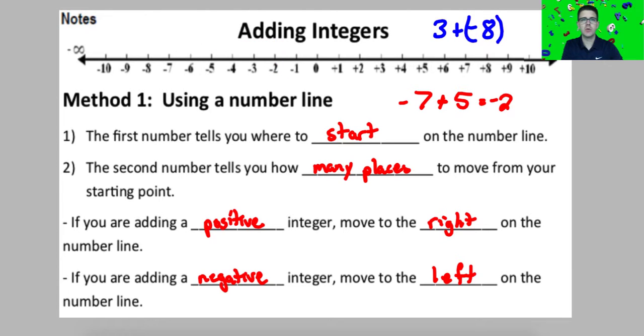So let's see how this one would look on our number line. The first number tells me where to start, 3, and I'm adding a -8. My rule says if I'm adding a negative integer, I'm going to move to the left on my number line. So I'm going to count 1, 2, 3, 4, 5, 6, 7, and 8, and I end up at -5. So 3 plus -8 is equal to -5. I started at 3, but when I went down by 8, or I lost 8, that took me down to -5.